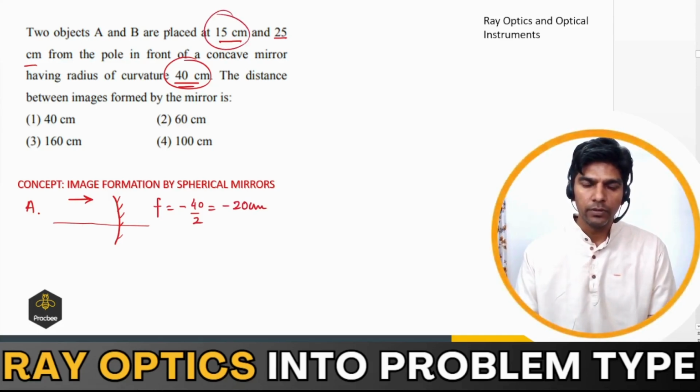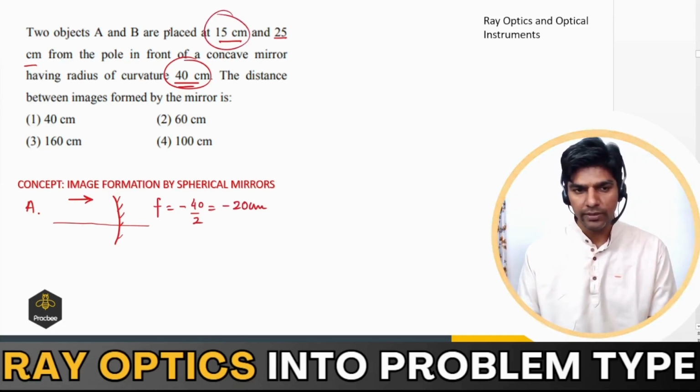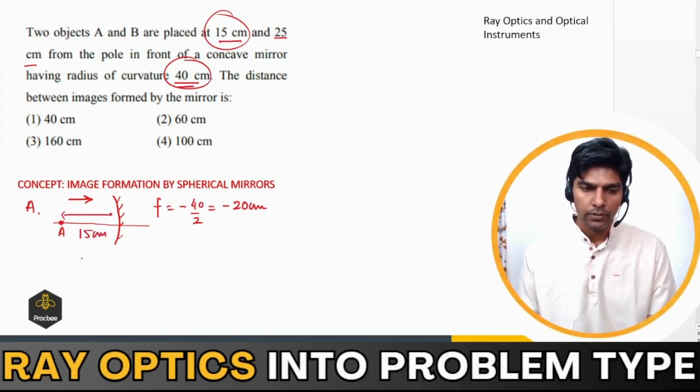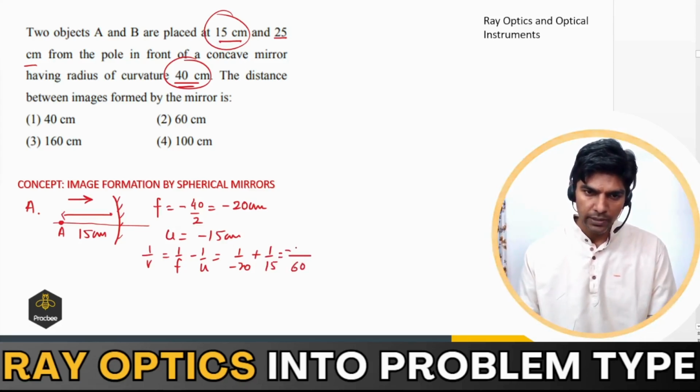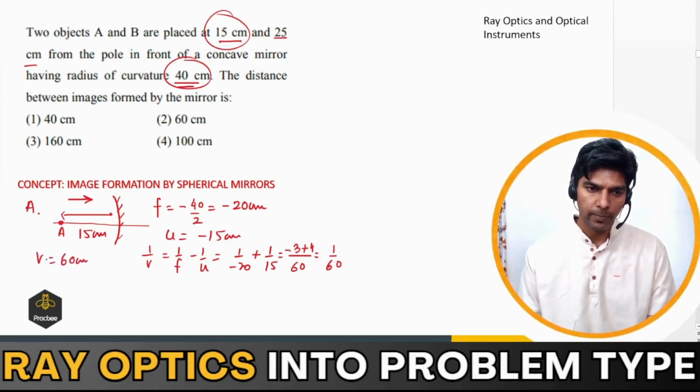Now the first object A is placed at a distance of 15 centimeter. So u will be minus 15 centimeters. 1 by v is equal to 1 by f minus 1 by u. So 1 by minus 20 plus 1 by 15. LCM will be 60. So minus 3 plus 4, that will be 1 by 60. So v comes out to be 60 centimeter.